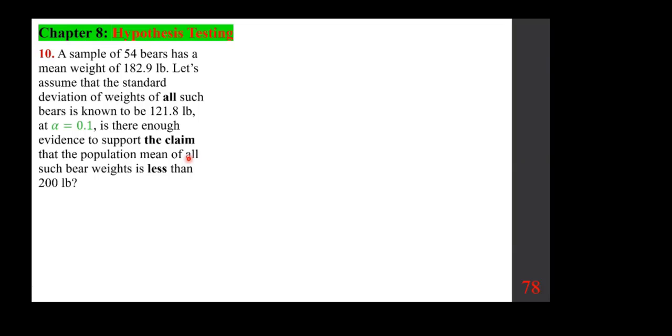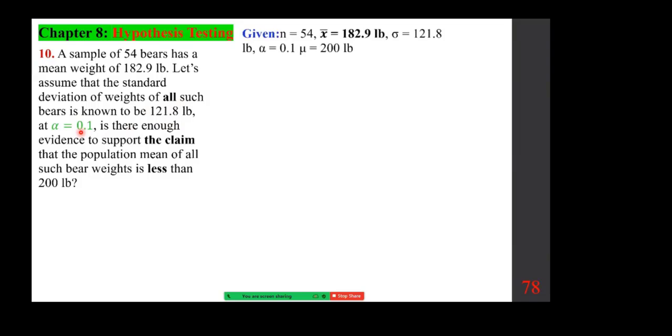So let's see what's given one by one as we come across a number. So this is N, 54. A sample of 54 has a mean weight of 182.9 pounds. So this is X bar because this goes back to those 54 bears. We are assuming standard deviation for all. That means sigma. Somehow all must be there. Normally we don't have access to that, but it's 121.8 pounds. Alpha is 0.1, mu is 200. So it's very important that you write the given.